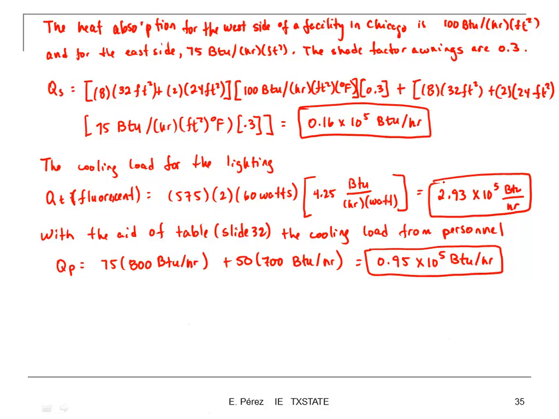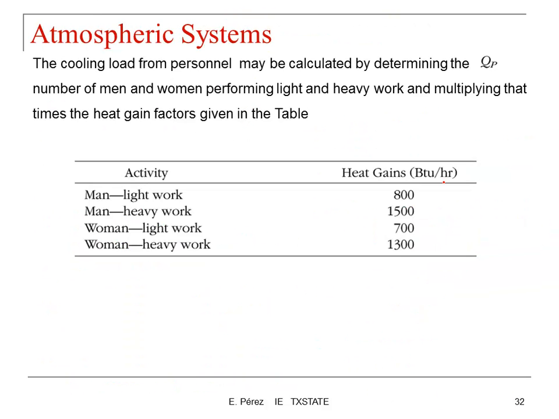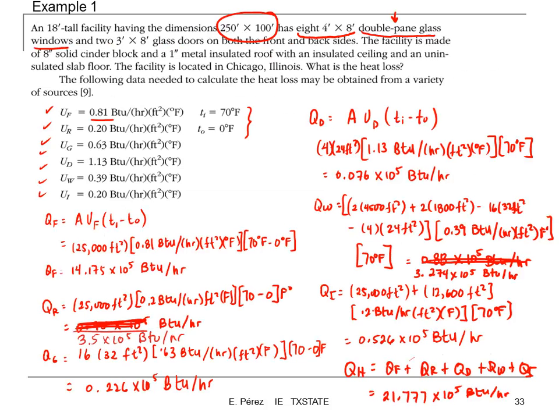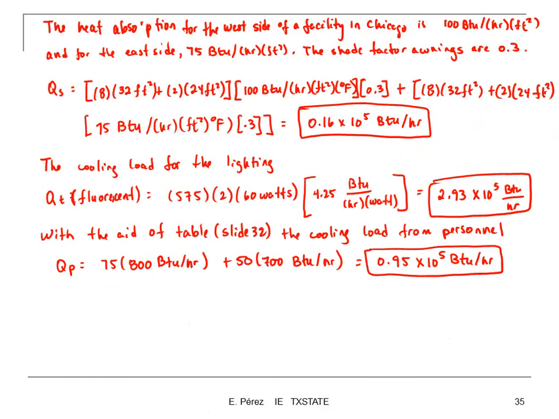And finally, now we add all those totals in order to get our total cooling load. So we need to add all these components. And when you add those components, the cooling load QC equals 9.94 times 10 to the 5th BTUs per hour.